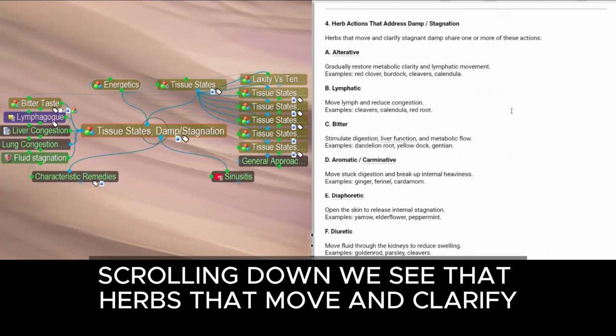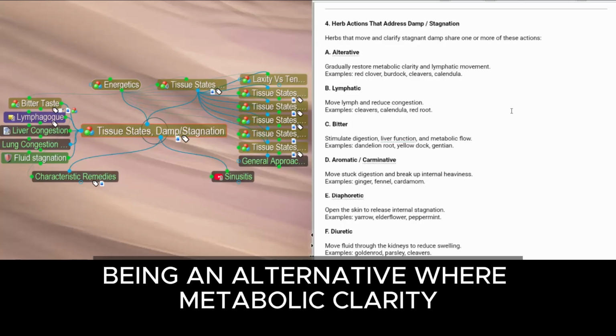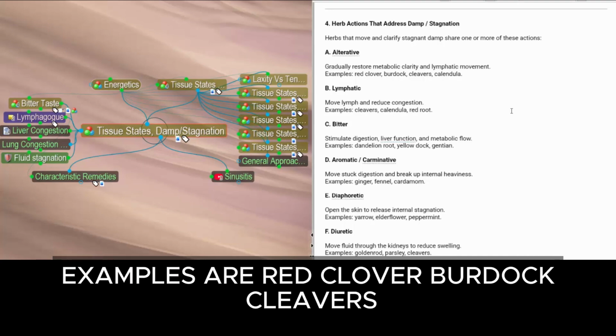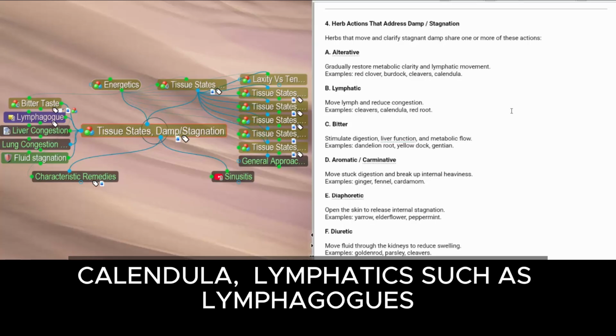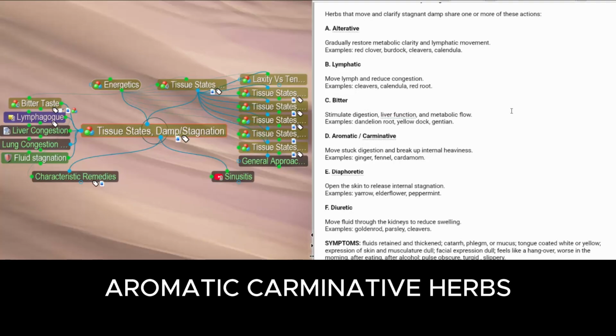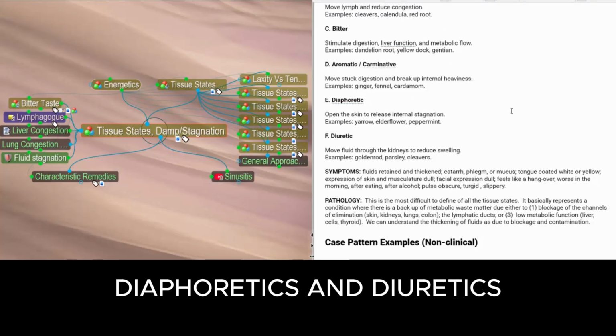Scrolling down, we see that herbs that move and clarify stagnant damp share one or more of these actions, being an alterative, where metabolic clarity and lymphatic movement is gradually restored. Examples are red clover, burdock, cleavers, calendula. Lymphatics, such as lymphagogues, bitter herbs, aromatic carminative herbs, diaphoretics, and diuretics.